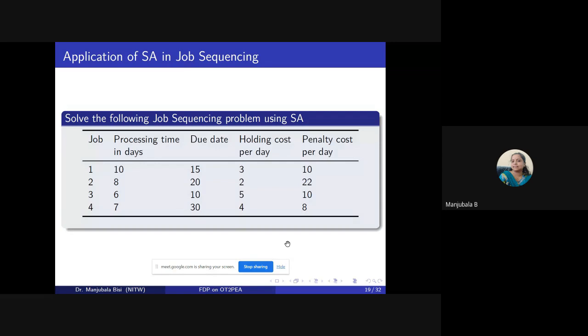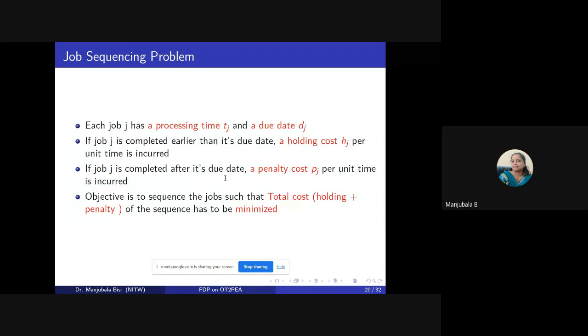How to choose an initial solution, how to apply the neighboring function to find the neighboring set, how to choose the neighboring solution from the neighboring set, then the acceptance probability, then your random number generation. Depending upon the random number generated, you have to determine whether to accept or reject a neighboring solution. Now let us see how to formulate this problem with respect to the simulated annealing algorithm.